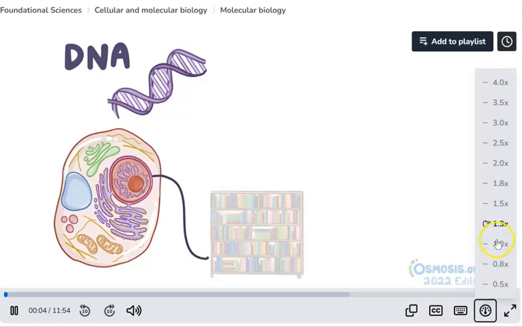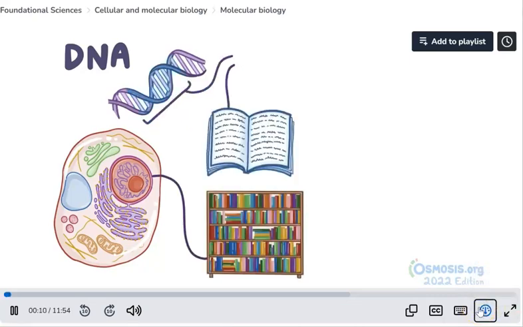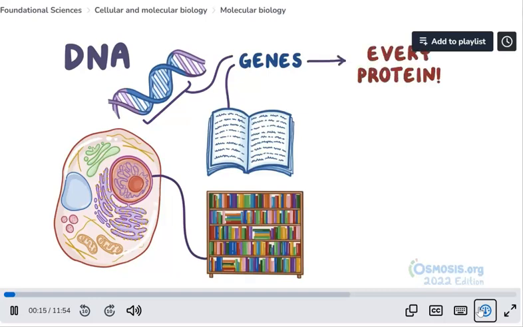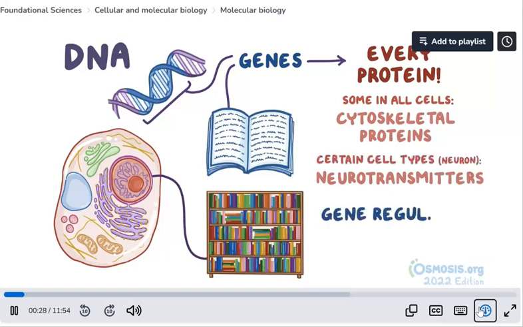Our DNA is like a library found in the nucleus of our cells with thousands of books. Some of these books, called genes, are extremely important because they carry the recipes for every single protein found in the cell. Some of these proteins are necessary in all cells, like cytoskeletal proteins, but other proteins, like neurotransmitters, are necessary only in certain cell types, like neurons. Gene regulation is what allows the right cells to make the right proteins at the right time.